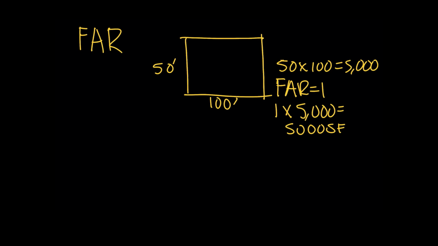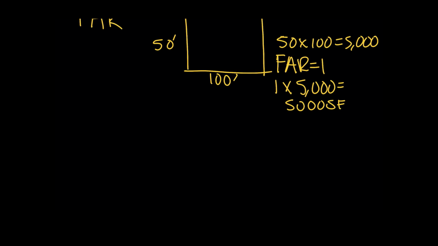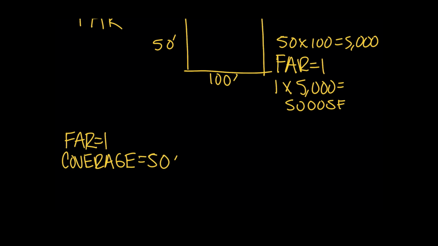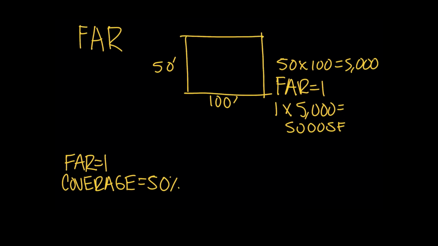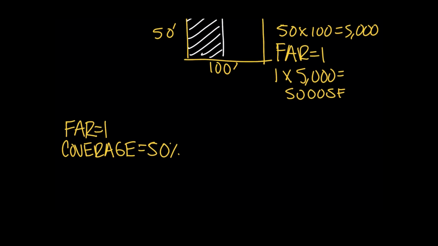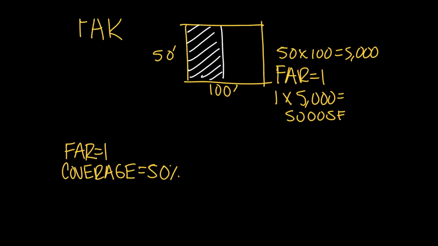That's where maximum lot coverage and setbacks come into play. In the first example, we'll continue with this idea of having an FAR of 1, but for a maximum lot coverage, we'll say coverage here will equal 50%. This means that only 50% of our site, about that much, can be covered, regardless of that building area that we calculated with the FAR.